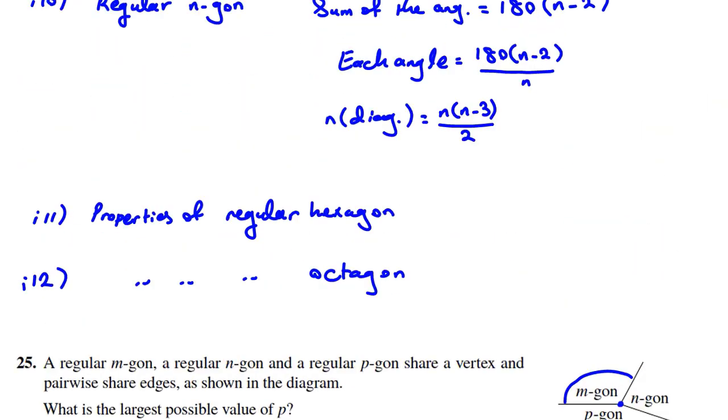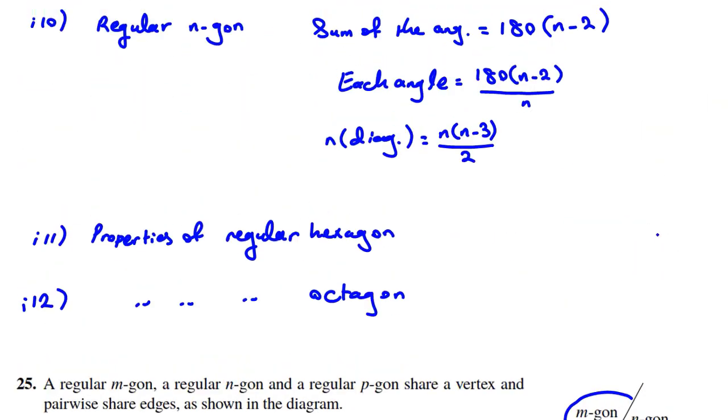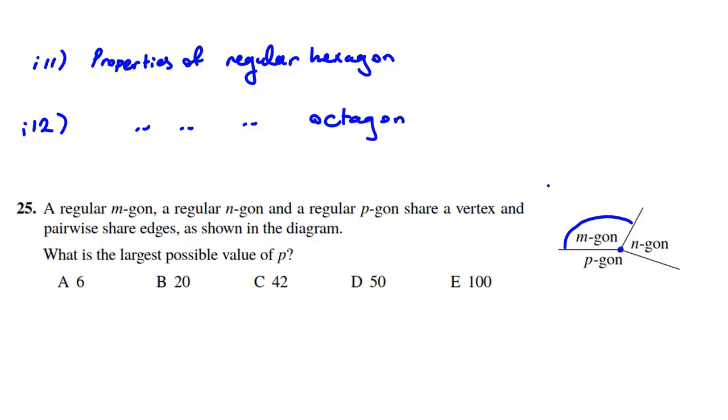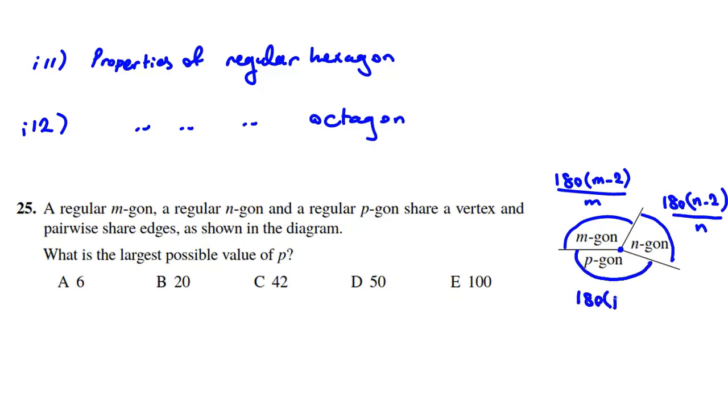By this formula, 180 times (n minus 2) over n for a regular n-gon. It is an m-gon, so 180 times (m minus 2) over m. This one is what? 180 times (n minus 2) over n. And this one is what? 180 times (p minus 2) over p. And we know the sum of them is 360 degrees.